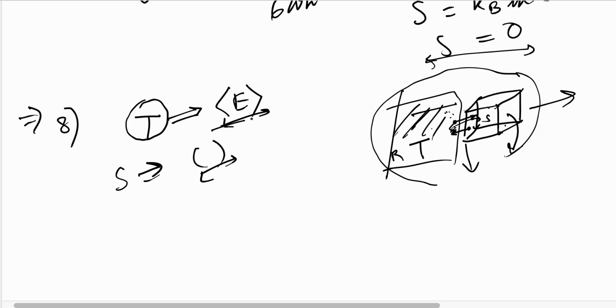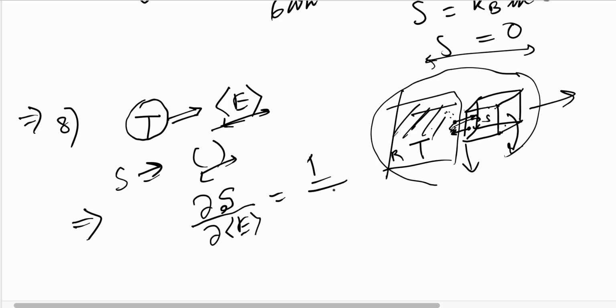Now, we know that the average energy in equilibrium should also be in equilibrium with the reservoir. That means it should be connected somehow. Now it is defined that the change of entropy with respect to its average energy is 1 by T. It is defined in such a way. Okay, let me write it down.